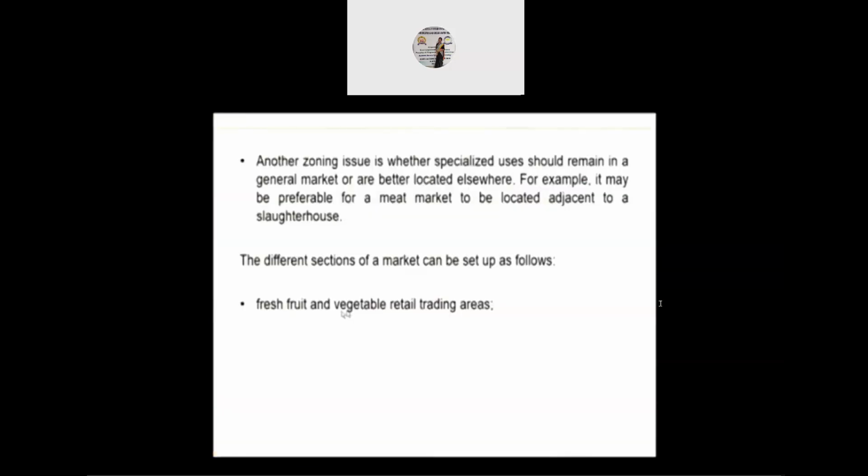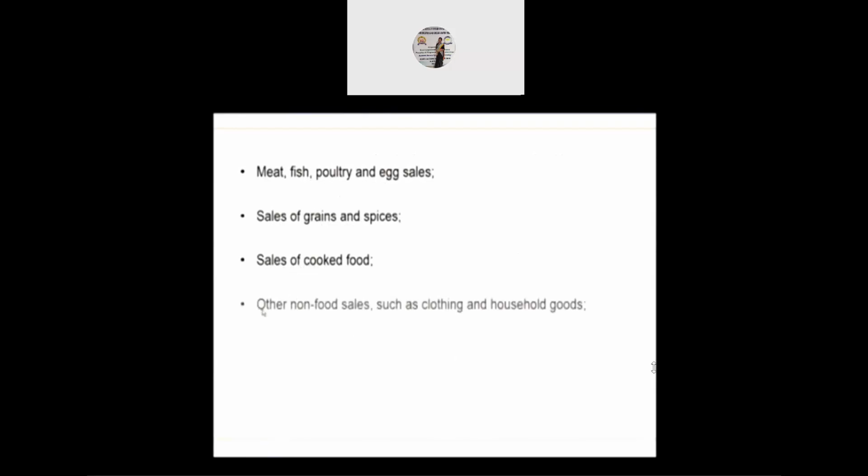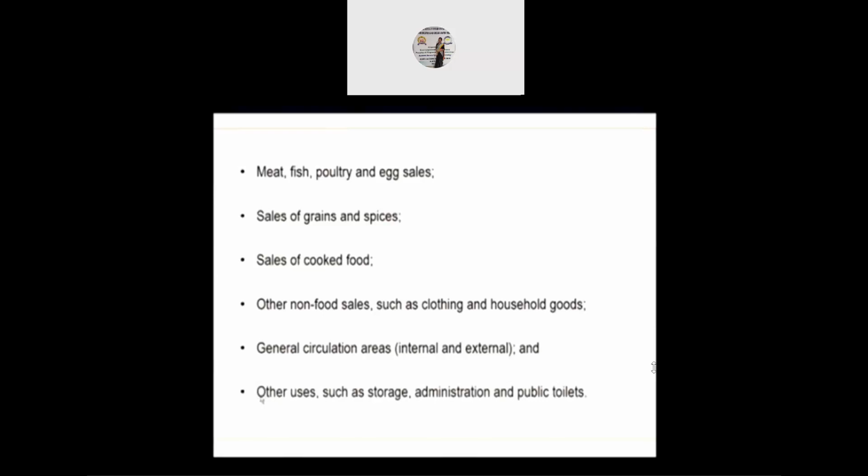The different sections of a market can be set up as follows: fresh fruit and vegetable retail trading areas, temporary sales areas for producers and assembly traders, meat, fish, poultry and egg sales, sales of grains and spices, sales of cooked food, other non-food sales such as clothing and household goods, general circulation areas, internal and external, and other uses such as storage, administration, and public toilets.